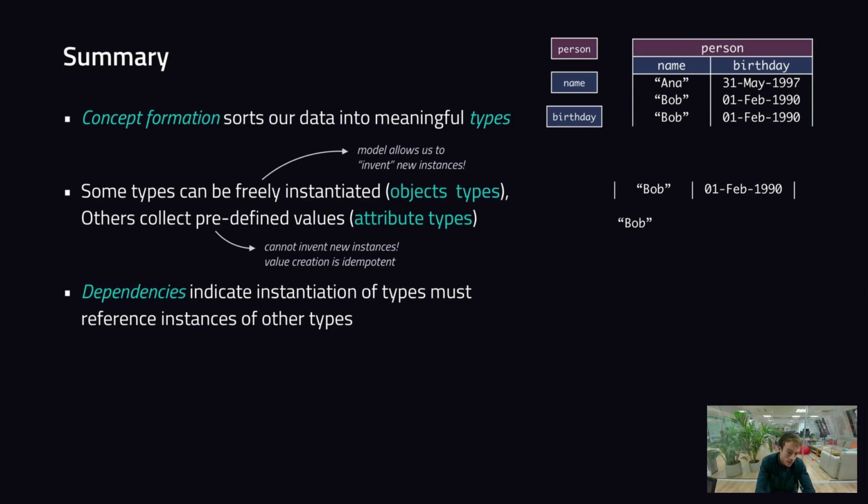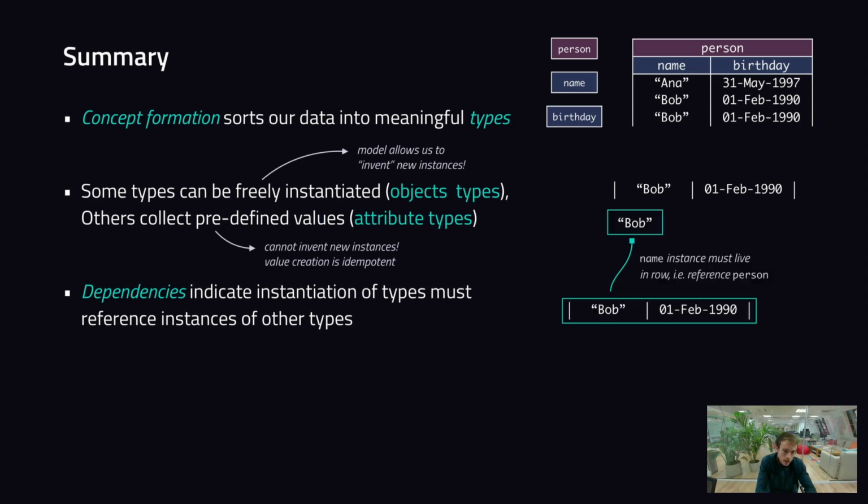Then we saw that concepts do not exist in isolation. They depend on one another, and we defined that in precise terms. A concept depending on another concept meant that in order to create instances of the first concept, we must reference existing instances of the other concept, i.e. type. Our example here was, again, tabular. We saw that in order to insert a new name, there has to be a row for that name to live. So name instances must actually live in a person row. There must be an owner of a name.